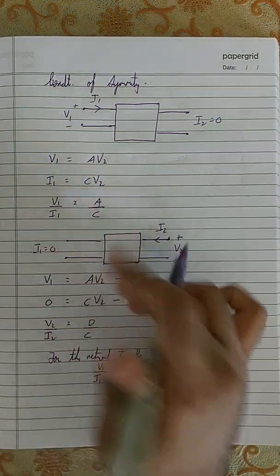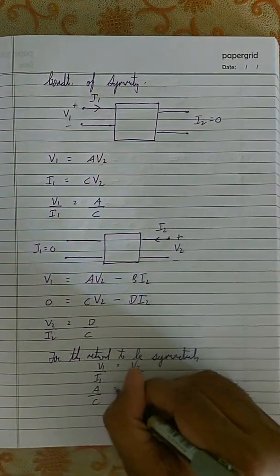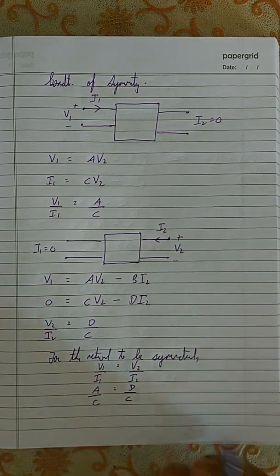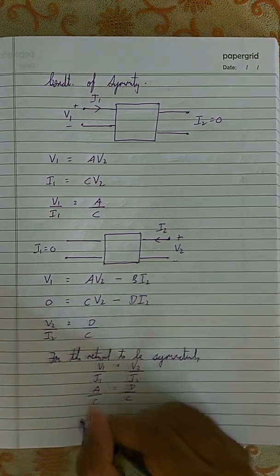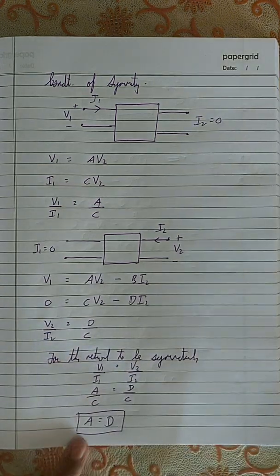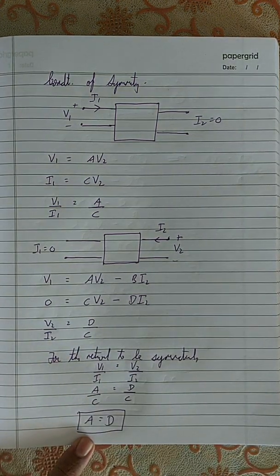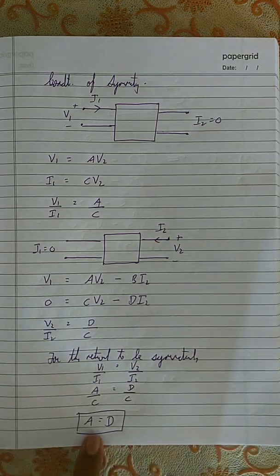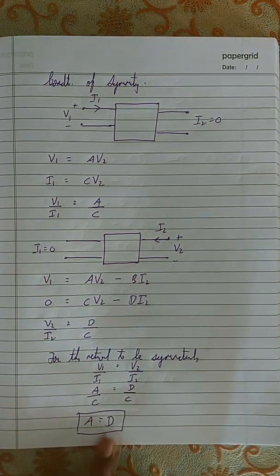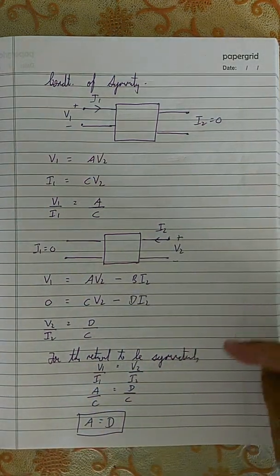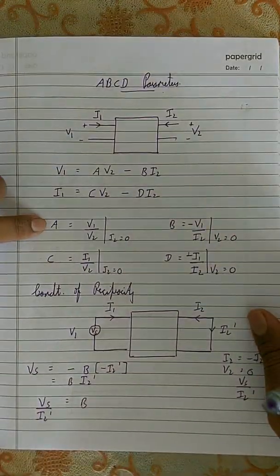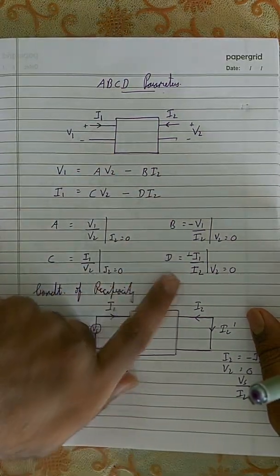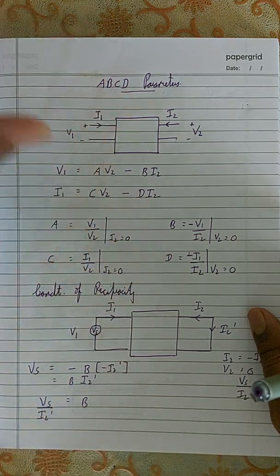So what is V1 by I1 over here? A by C. And what is V2 by I2 over here? D by C. So C and C will cancel each other, and you will get A is equal to D. This is the condition of symmetry for ABCD parameters. That is, a network is said to be symmetrical if A is equal to D. So how to check whether a network is symmetrical or not: when you find the values of A, B, C and D, and you see that the value of A is equal to the value of D, then you can say that the circuit is symmetrical.